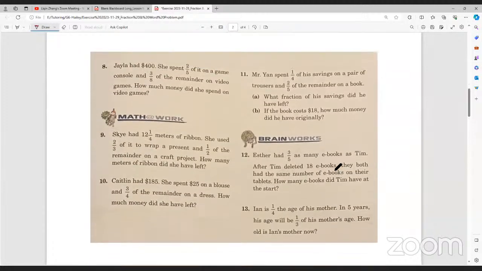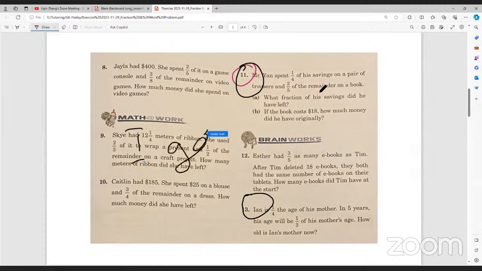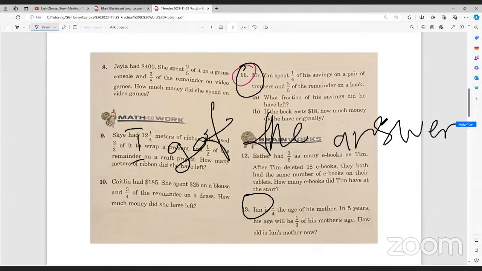And then for this one, which one has a problem? Number 8. I didn't receive this one. Number 11 and 13. Okay. So for number 11, first we see number 11. Mr. Yan spent 1/4.